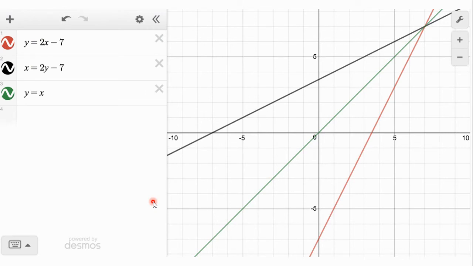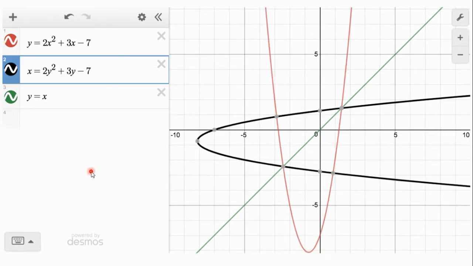So here's just some examples. I've just gone onto Desmos and drawn some. Now, Desmos is cool because I don't have to do any rearranging. I can just type y equals 2x minus 7, and then in this one I can just type x equals 2y minus 7. So it automatically does the inverse work for me. And I've just drawn the line y equals x just to help us with the visual. So we can see they're reflections of each other.